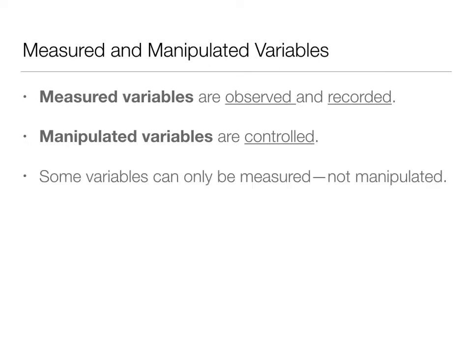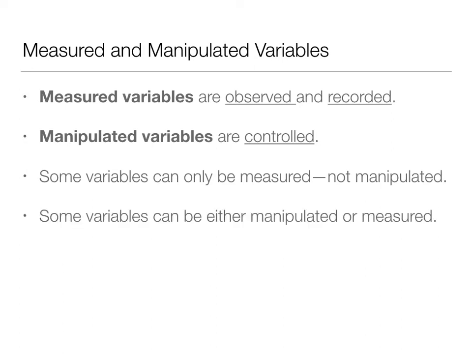There are some variables that you can only measure, but not manipulate, right? So I can't manipulate whether you're male or female. I can't manipulate your ethnic identity. I can't manipulate a diagnosis, whether you have a diagnosis or not. Those are only things that can be measured. I can't manipulate your height. I can't manipulate your weight. Those are measured variables. Some things can be either manipulated or measured, and it will depend on the kind of study and the kind of research question as to what is what.